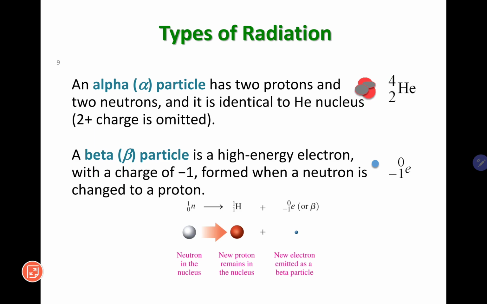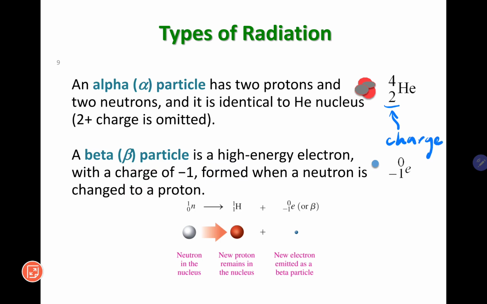Once again, in this alpha particle, as you can see, the mass number is 4, which means you have 2 protons and 2 neutrons. Usually, the subscripted number is the atomic number. But when we are labeling radioisotopes, we usually use this bottom, subscripted number to identify the charge. So this number right here at the bottom, the number 2, gives you the charge of the alpha particle.